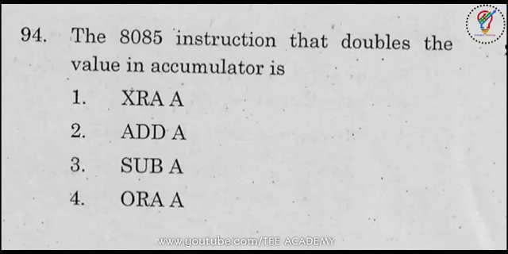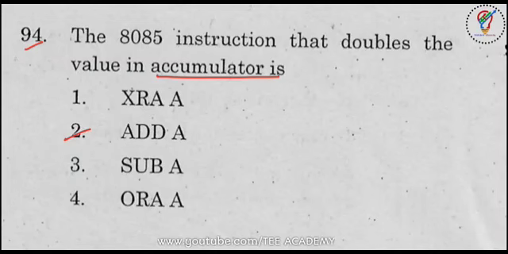In this session, I will discuss the Tamil Nadu Electricity Board AE exam, and it is question number 94 here. The 8085 instruction that doubles the value in the accumulator is: the answer for this question is ADD A.